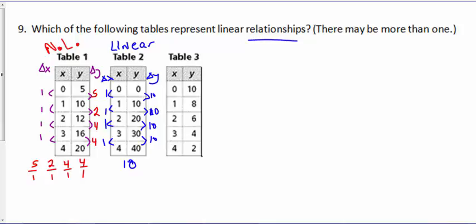Now, let's look at table 3. Again, all of my x's are going up by 1. Okay, change in x. Let's look at change in y. That's negative 2, negative 2, negative 2, negative 2. All of these are the same, and they're all over 1, which means that my slope is -2/1, which is -2. So table 3 is linear, or it has a linear relationship.